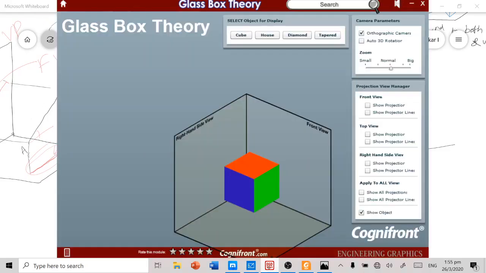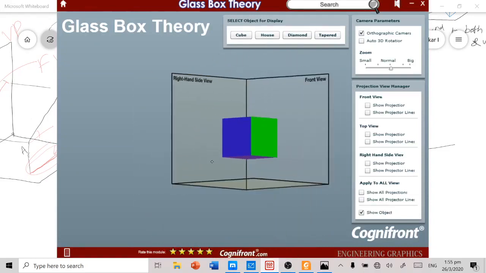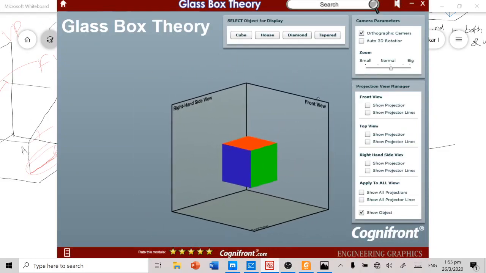This can be clearly described with this one. See here. So this is your object, and consider this is your VP screen, and that's your HP screen. Your solid object is placed here. If you look from this direction, if you want to project the front view, the projector will fall on the VP screen and you will get this as the front view. At the same time, if you want to see the top view of the object, you can project from the top and you can see the projection.